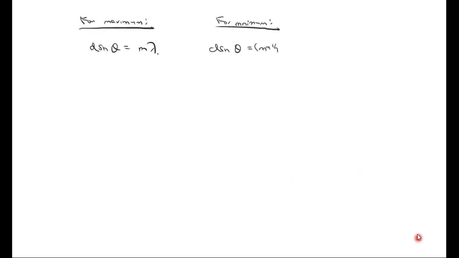So for maximum to occur, you calculate d sin theta equals m lambda, and for minimum, you'll have d sin theta equals (m plus half) lambda, for m an integer.